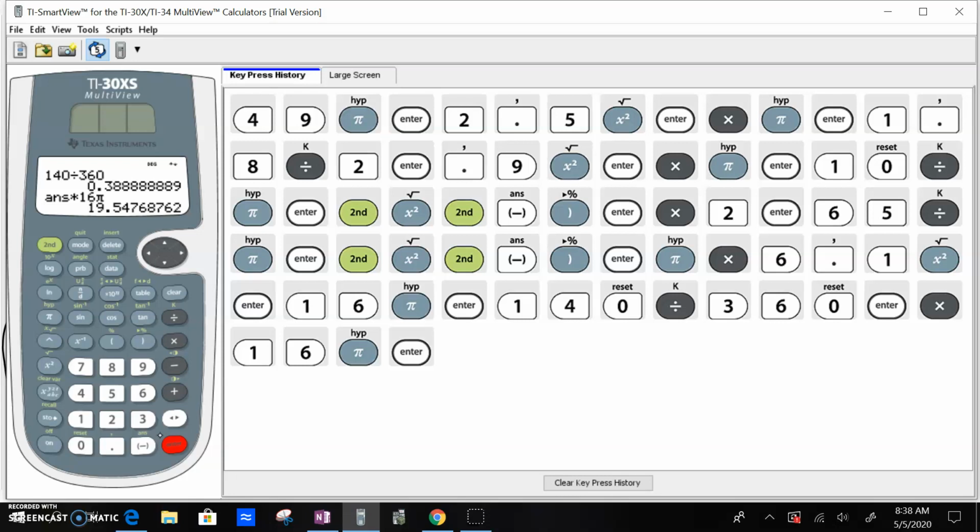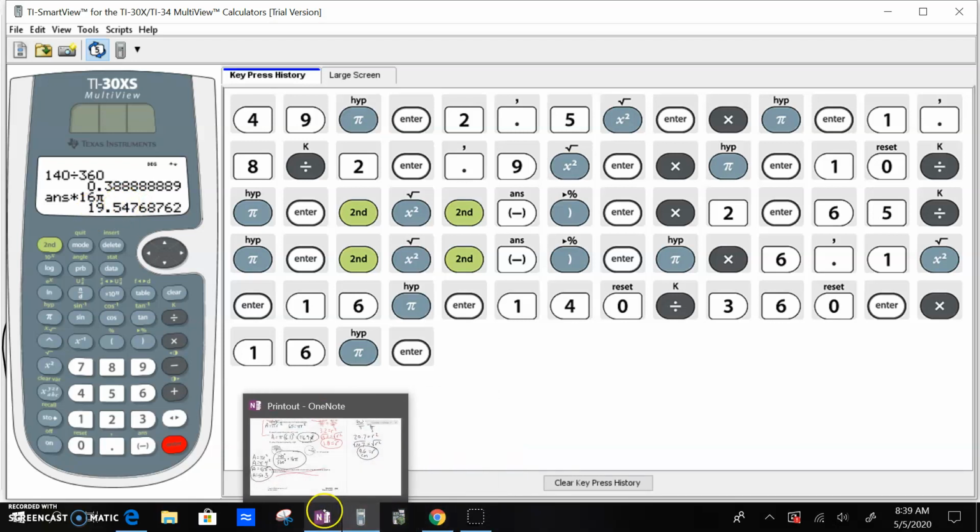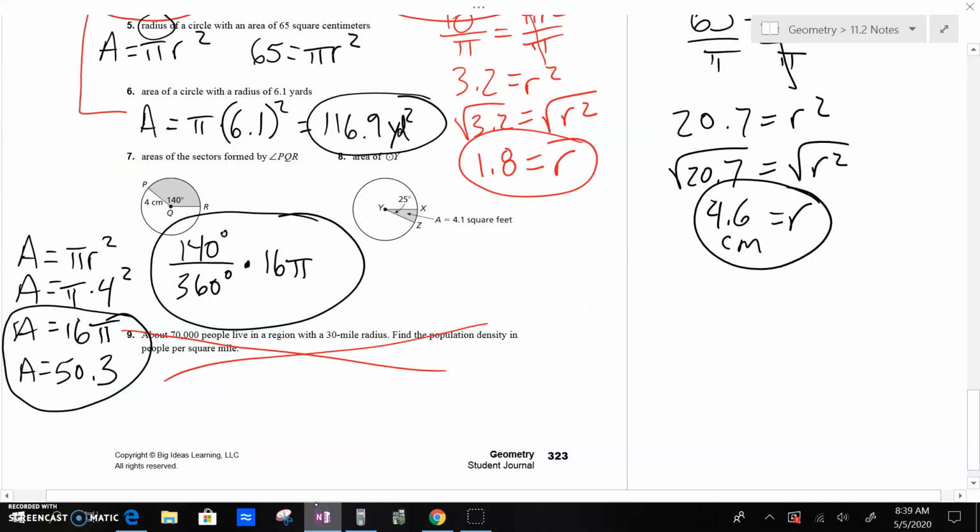19.54. Again here, 547. So the 7 rounds up the 4 to a 5. And then that 5 would round up this one to a 6. So it'd actually be 19.6 if we're tracking through with our rounding skills. So that would be the area of our sector, 19.6, and in this case it'd be centimeters squared.